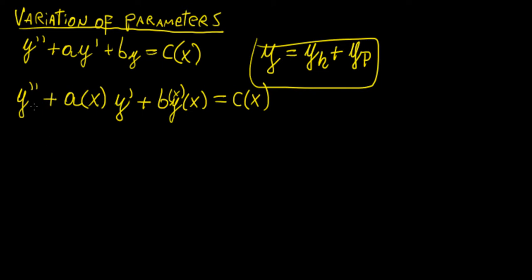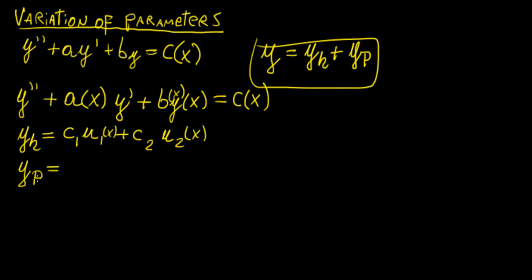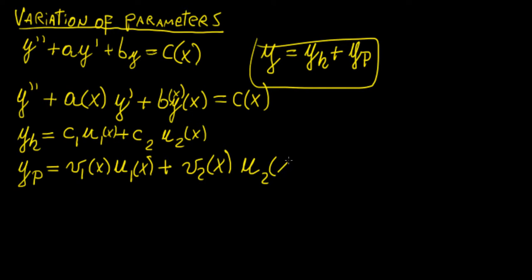Basically, suppose that we have a homogeneous solution to our equation that looks something like this: some constant c1 times u1 plus c2 times u2, where u1 and u2 are both functions of x. And then we are going to have a solution to the non-homogeneous part that is going to look something like this. We're going to have v1(x) times u1(x) plus v2(x) times u2(x).